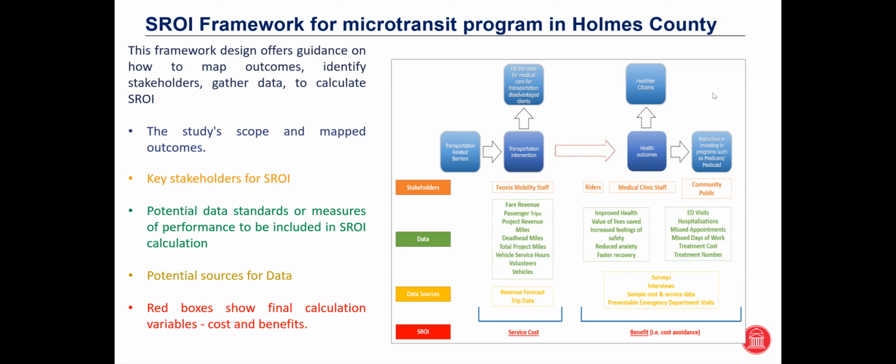And on the green boxes, you can see the metrics that we can use in our analysis, and the red boxes show the sources to collect the data for those metrics from. And you can see that the right-hand side columns show the benefits and the left-hand side shows the service costs. And by comparing the benefits and costs, we can actually measure or report the results of the SROI analysis.